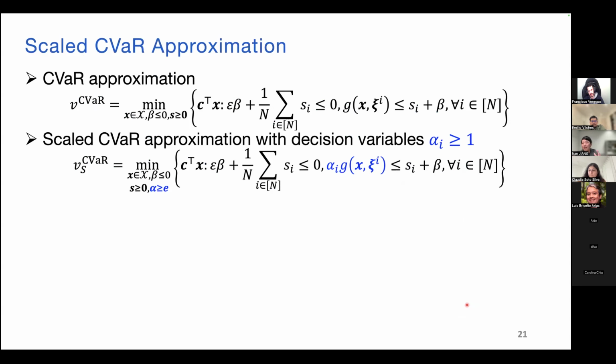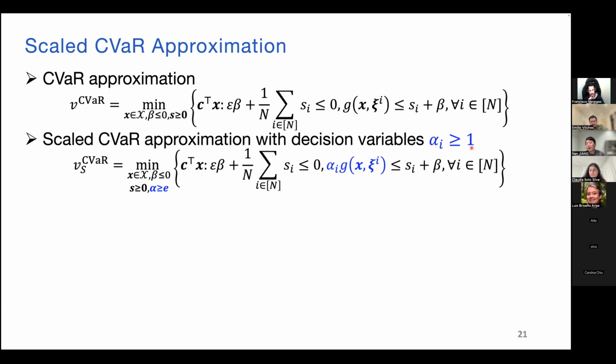So let's formally define some mathematical notation. This is the original CVaR approximation. Now we have the scaled CVaR approximation, and this alpha we are going to say is a decision variable, which makes this problem a bilinear problem. Alpha here is to scale down the original constraint, to say whether the original values will matter, and we put alpha greater than or equal to 1. This is a kind of normalization.